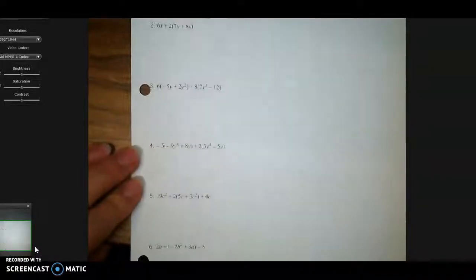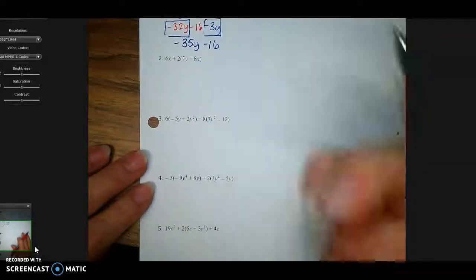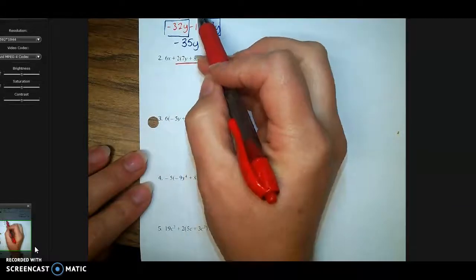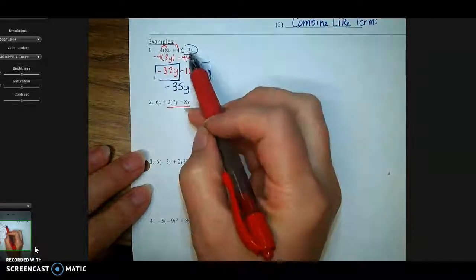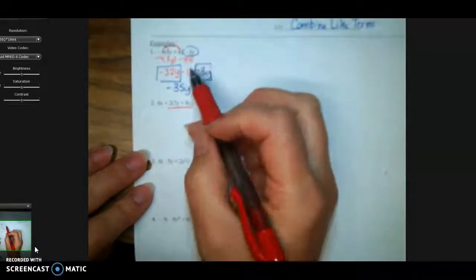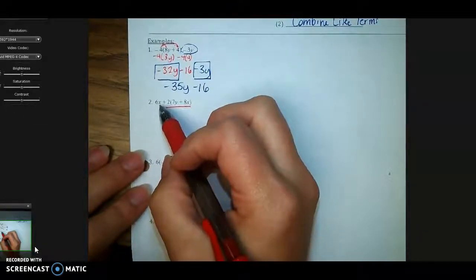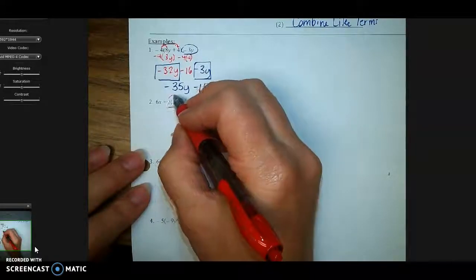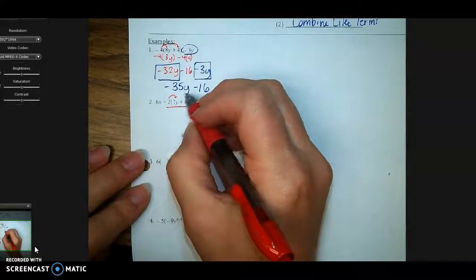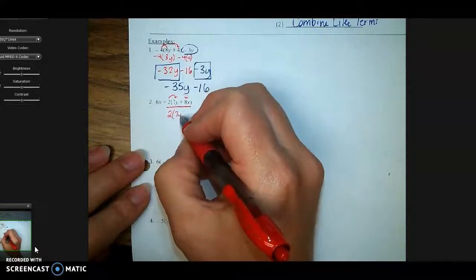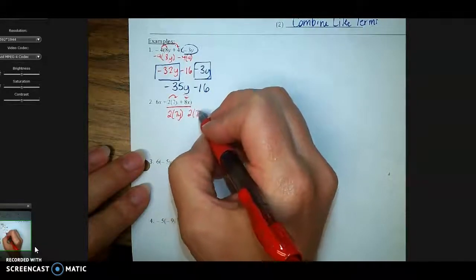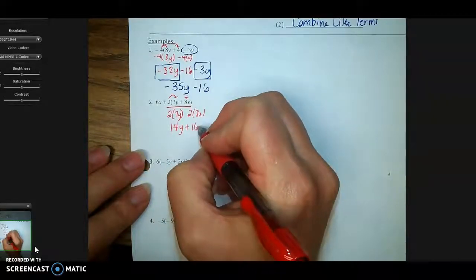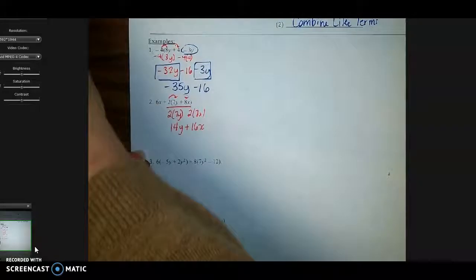On this next one, number 2, the distributive property is occurring in here, and whereas my minus 3y was out to the side at the end, my 6x is at the beginning. So that's what I'm going to need to make sure I don't forget. So I'm going to distribute 2 times 7y and 2 times 8x. I'm going to get 14y plus 16x because they're both positive.